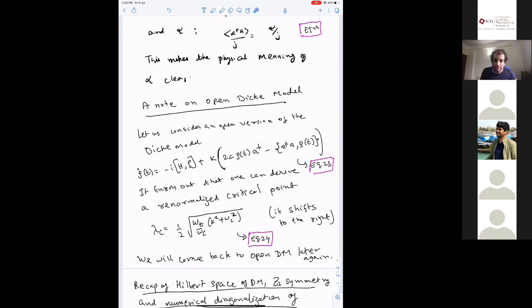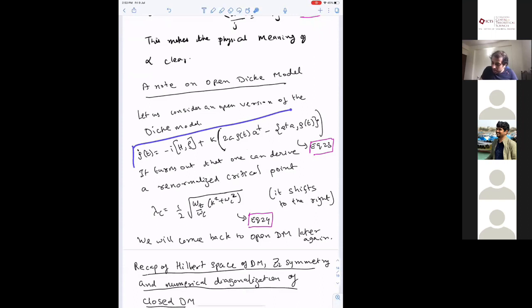It turns out, very interestingly, that for this model the lambda critical basically gets renormalized, and this is how it gets renormalized. This is a very interesting aspect, which also has been observed, that this lambda critical gets renormalized by this kappa. So for the open Dicke model, the lambda critical just shifts to the right. One can do similar computations and actually calculate this.